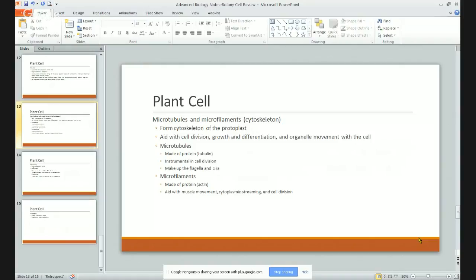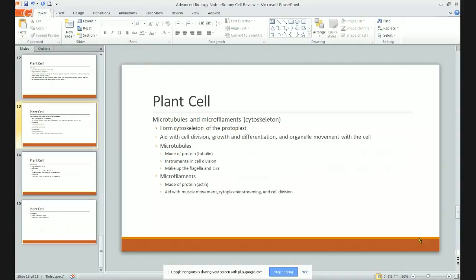Your microtubules are hollow. They're made up of a particular protein called tubulin. Their main function is to help with cell division. And should your cell have flagella or cilia, microtubules are going to make up the flagella and the cilia. It's going to be the backbone for those two parts. They're not technically organelles; I would consider them parts. And if you recall from the organelles, cilia and flagella help with locomotion or movement.